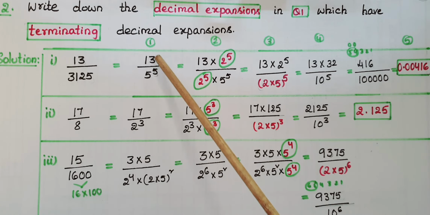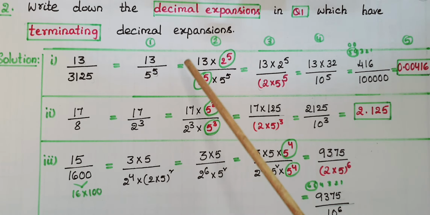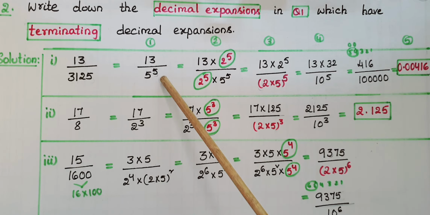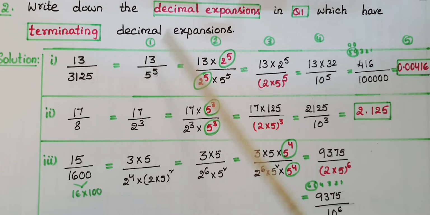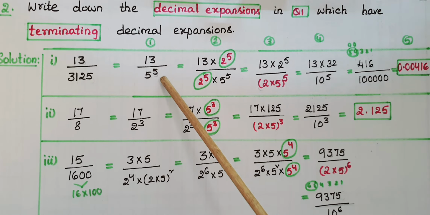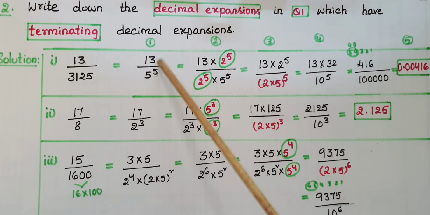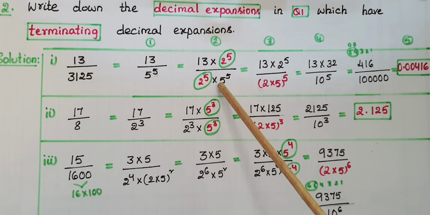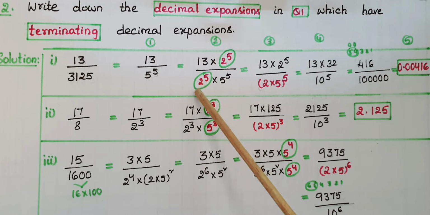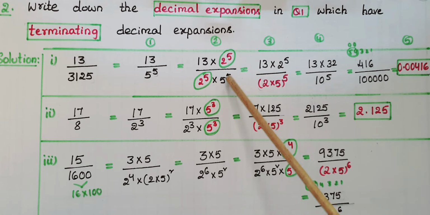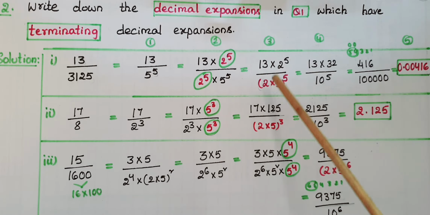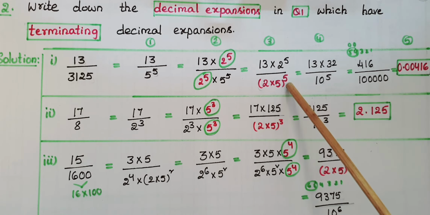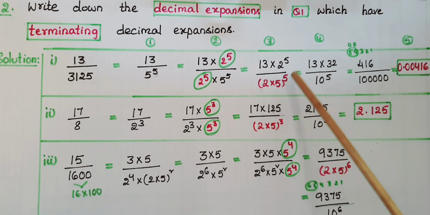So this is equal to 13 by 5 to the power of 5. Here if you multiply 2 to the power of 5 in the denominator, then it becomes a 10 multiple. So you have to multiply with 2 to the power of 5 in the denominator and numerator also. That is equal to 13 into 2 to the power of 5 by 2 to the power of 5 into 5 to the power of 5. We know that a to the power of m into b to the power of m is equal to ab whole to the power of m. That is equal to 13 into 2 to the power of 5 by 2 into 5 whole to the power of 5.